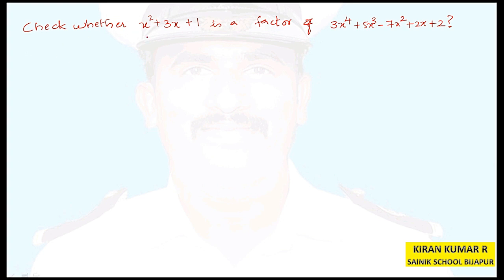When this becomes the factor of another, when we divide, we have to get remainder as 0. If the remainder we get is 0, then we can say it is a factor. So let's check by long division method. Let me write this x square plus 3x plus 1 as the divisor. Dividend is 3x to the power 4 plus 5x cube minus 7x square plus 2x plus 2.